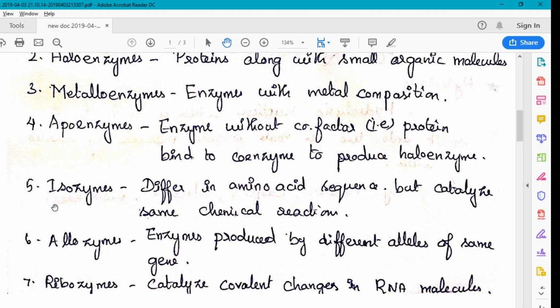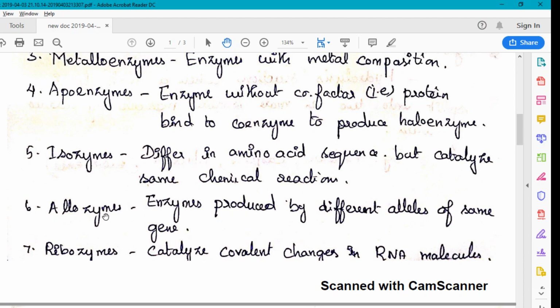Fifth type is isozymes. These are also called isoenzymes. They differ in amino acid sequence. Enzymes are basically made up of proteins, and those proteins are made up of amino acids. So these isoenzymes differ in amino acid sequence, but though they differ in amino acid sequence, they catalyze the same chemical reaction. There is not much difference in their reaction rate.